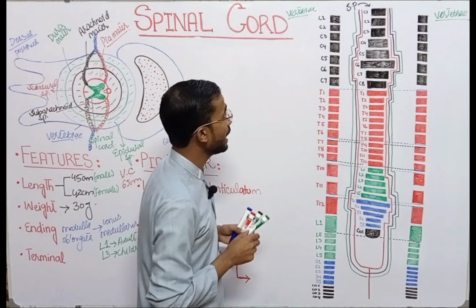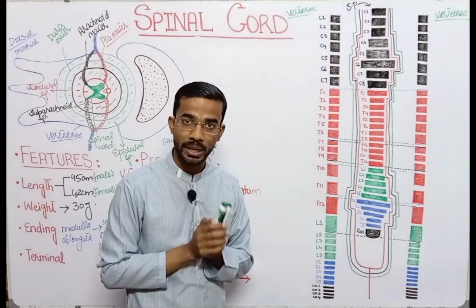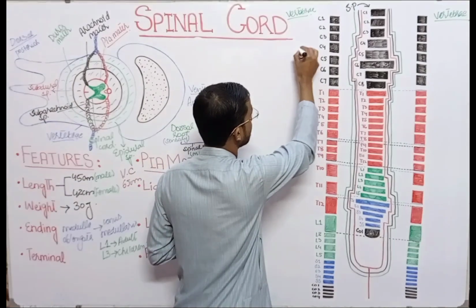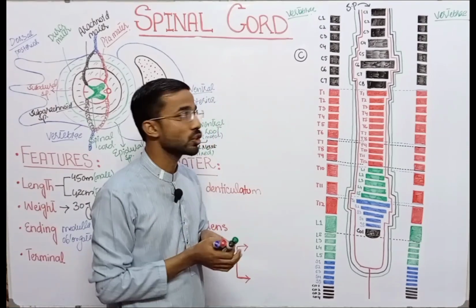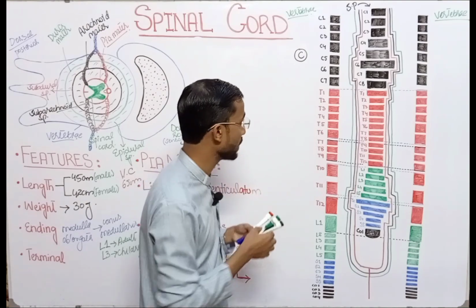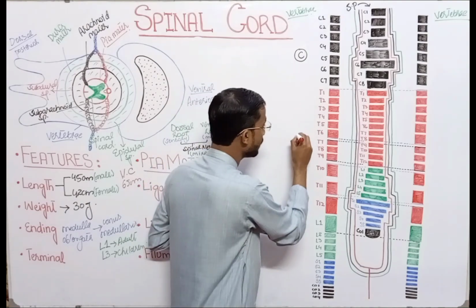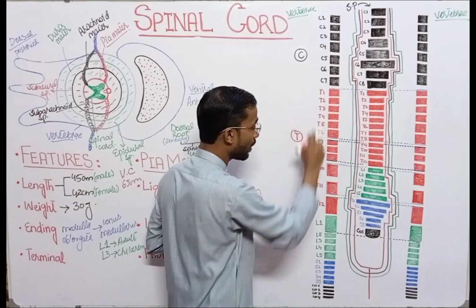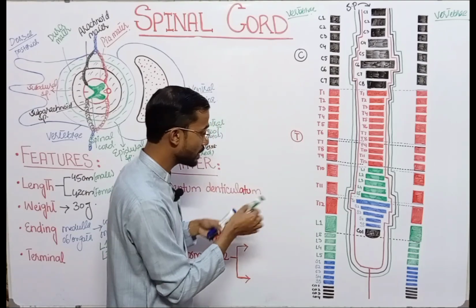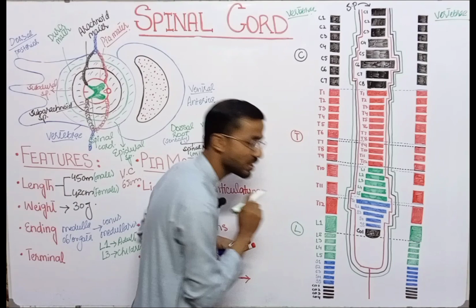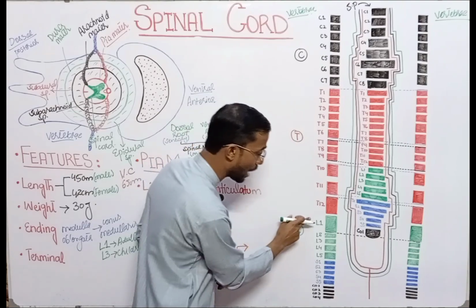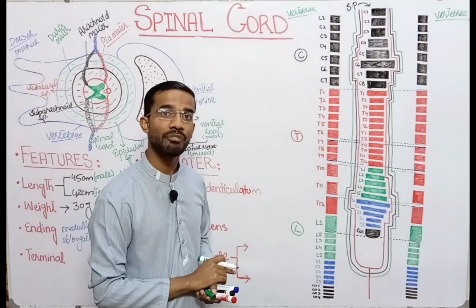So here you can see we divide the vertebral column into different segments. First of all, the first segment is the cervical region, in which you will see 7 vertebra. Next is the thoracic region, in which you will see T1 to T12. 12 vertebra are present in the thoracic region. And next you will see the lumbar region, the L region, in which you will see 5 vertebra, L1 to L5.